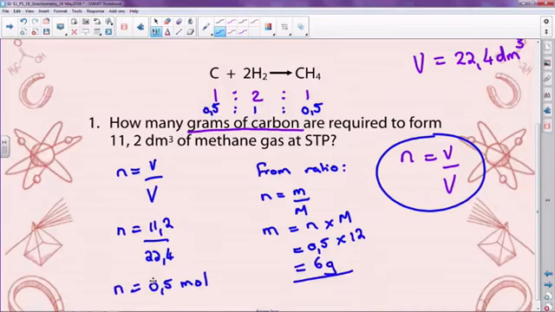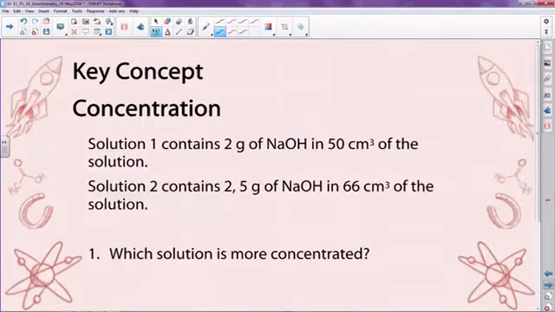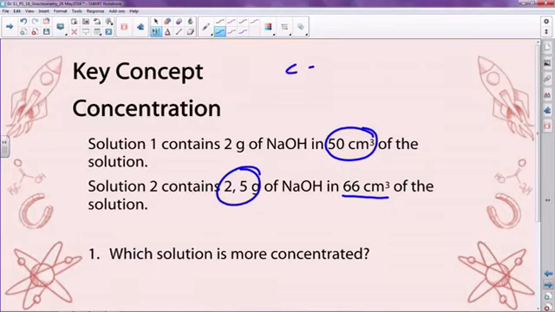Okay, easy. Now, let's test your brains a little bit because we're moving on. Concentration. So I've got here, solution 1 contains 2 grams of sodium hydroxide in 50 cubic centimeters. Solution 2 contains 2.5 grams of sodium hydroxide in 66 cubic centimeters. So what do we need to know here? 2 things. Concentration equals moles divided by volume. The second one is that centimeters cubed to decimeters cubed.